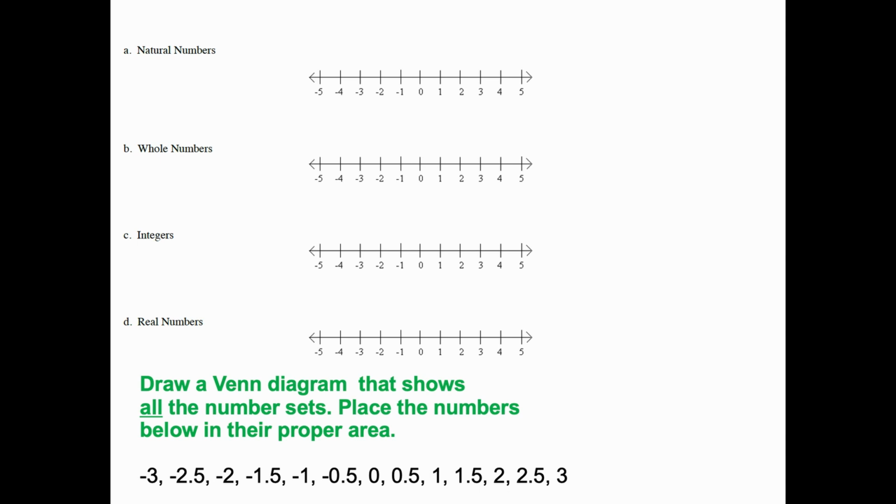At this time, I'd like to place the natural numbers on a number line. Let's recall what the natural numbers are. They're the counting numbers 1, 2, 3, 4, 5, and so on.